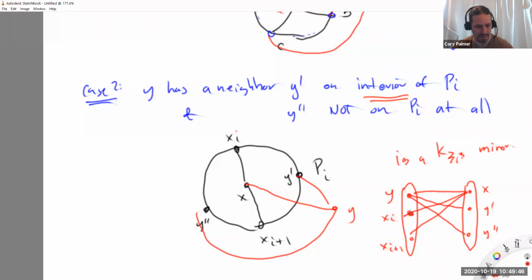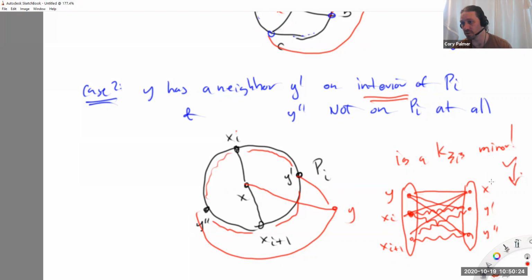And then XI is adjacent to Y prime and Y double prime by traveling around the cycle. Adjacent, I mean, there's a path, right? So XI can get to Y prime and to Y double prime, and XI plus 1 can get to Y double prime and Y prime. So XI is adjacent by a path to there, and XI plus 1 is adjacent by a path to there and there. And those 4 paths are pairwise disjoint because they go around the cycle. Okay, so that's a K3 minor, which is also a contradiction.